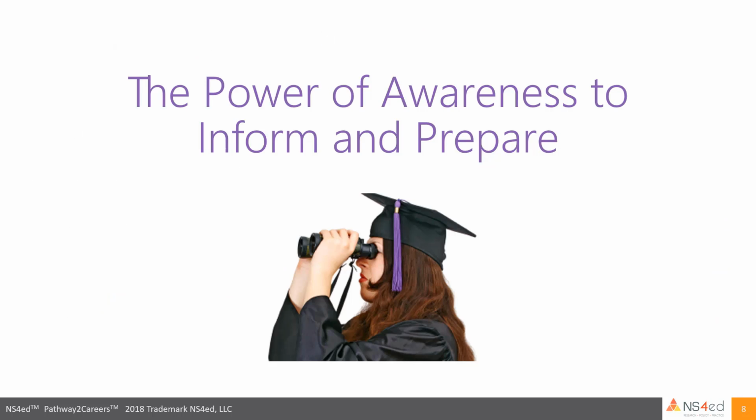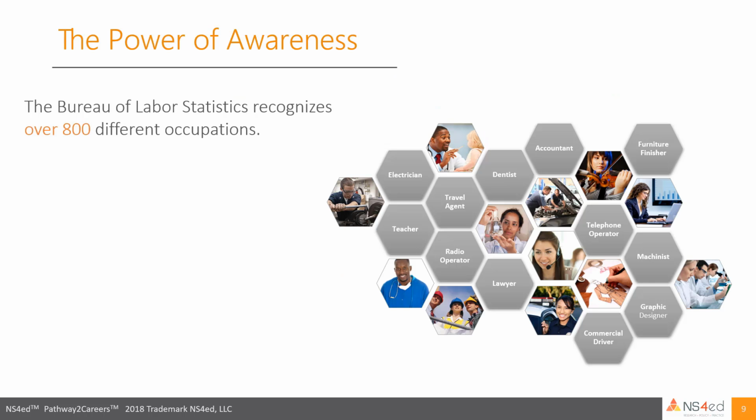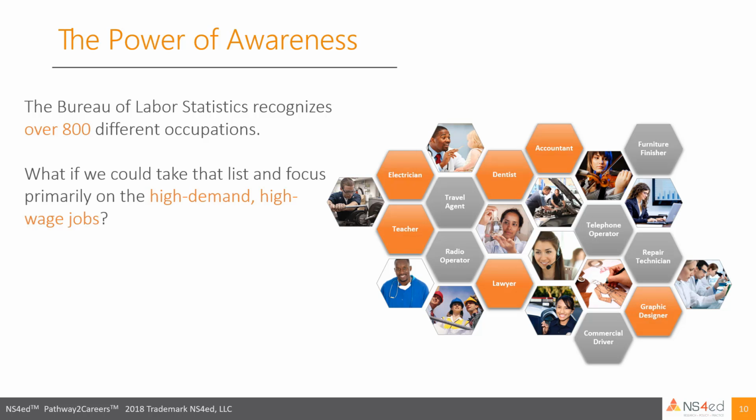So let's look at this idea a little closer and explore how awareness of local occupation trends can support efforts to inform and prepare students for employment success. Currently, the Bureau of Labor Statistics recognizes over 800 different occupations. What if we could take that list and focus primarily on the high-demand, high-wage jobs? In other words, focus on only good jobs with ample opportunity and living wages.